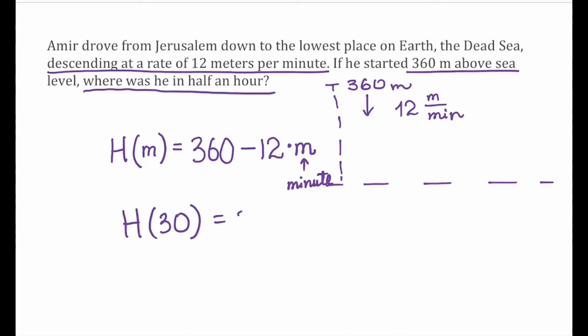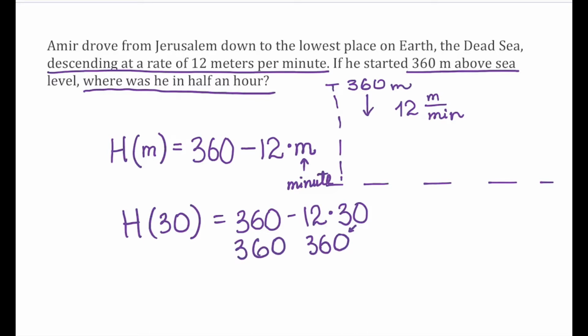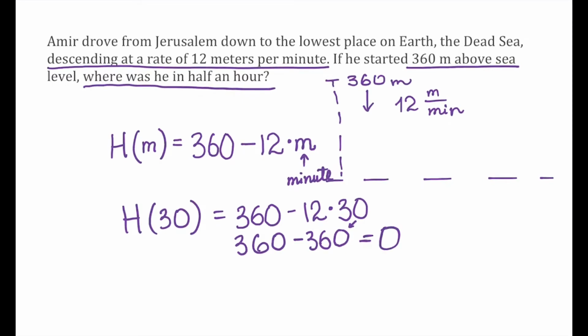Well, that's going to be 360 minus 12 times 30. Now, what is 12 times 3? That's 36. And the 0 comes from there. So it's going to be 360 minus 360. So he will be at 0 level. He will be exactly at sea level. So sea level, that's where he is in 30 minutes.